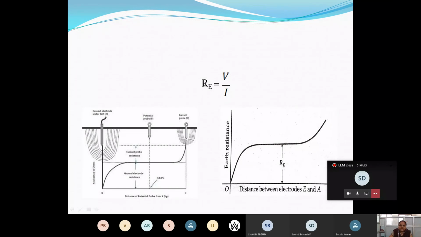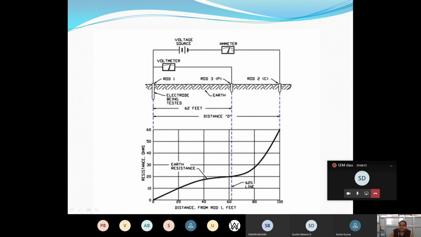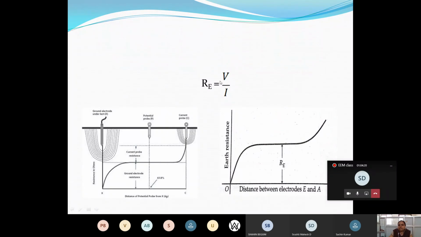Then how to calculate? Based on your ammeter reading and voltmeter reading, you write the earth resistance using the equation Re equals V by I. For that reason, when taking readings you will not take only one reading. You have to take 3, 4, 5, 6 readings based on the distance. Then you have to identify where you get the constant value, and take that value. That is the earth resistance.